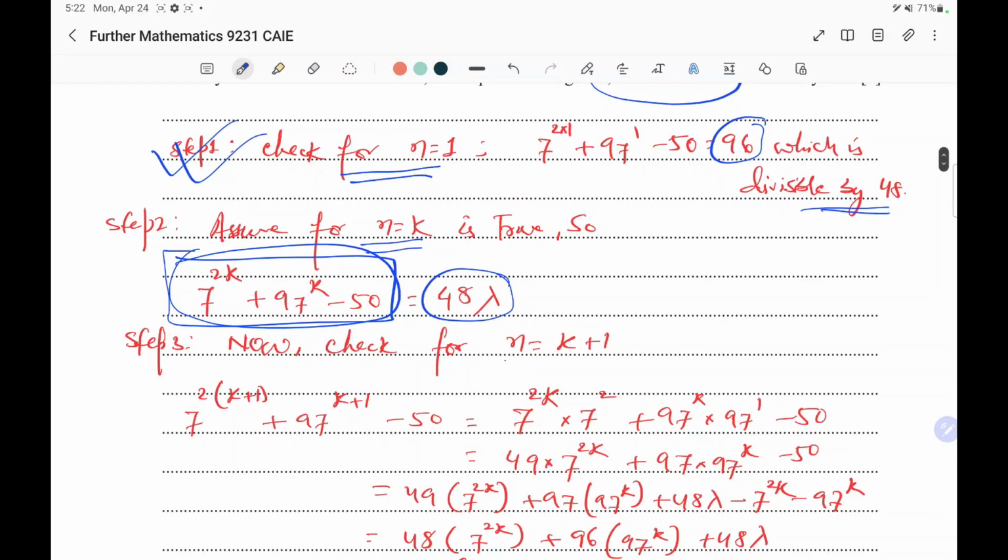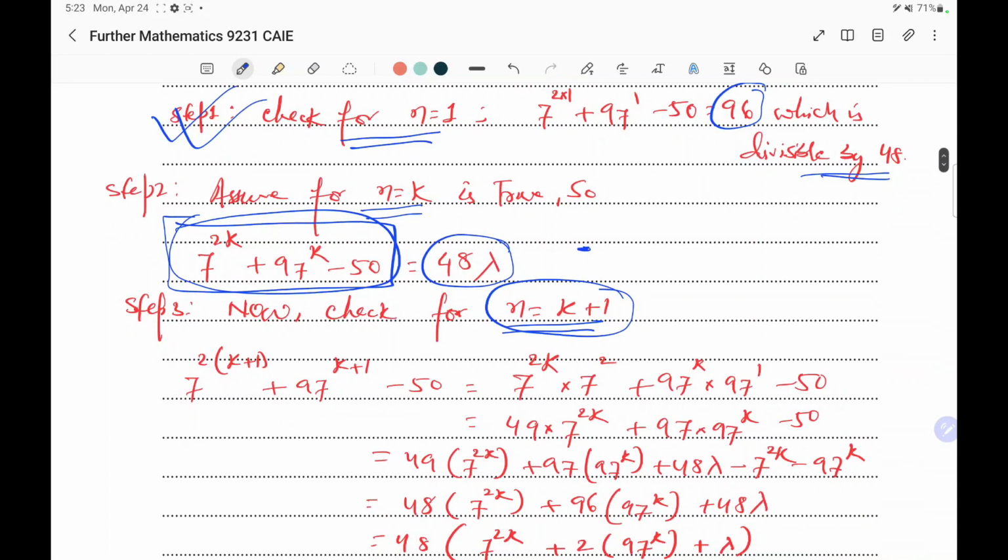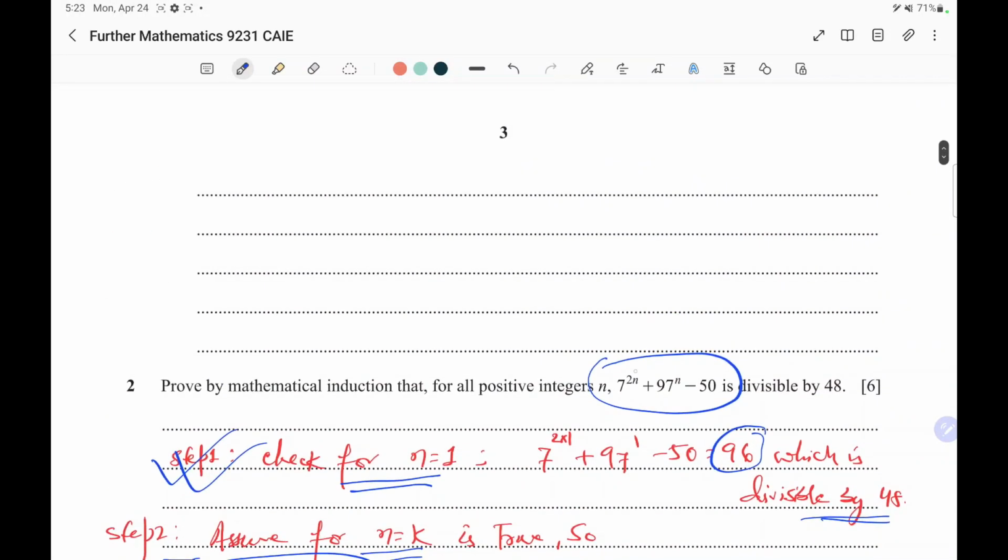Now we need to check for n equals k plus 1. We will use the second step for proving step number 3. So now check for n equals k plus 1. Just put n equals k plus 1, like here n is k plus 1.